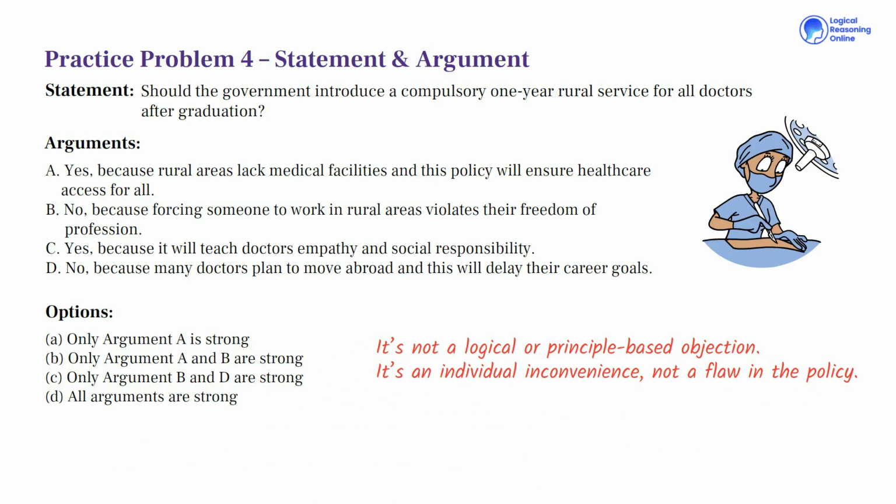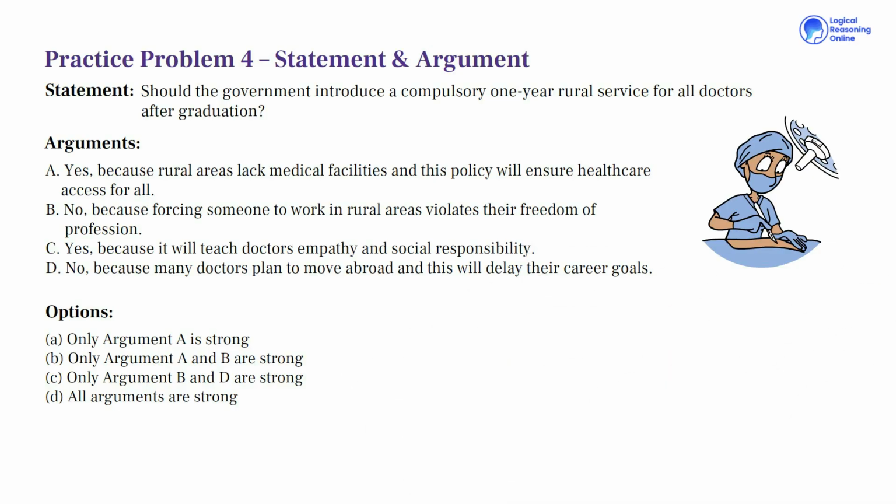It's not a logical or principle based objection. It's an individual inconvenience, not a flaw in the policy. And that's what makes it weak. Good arguments are those that apply to all, not just a few. So argument D fails the test. So after careful evaluation, our correct answer is option A and B only.